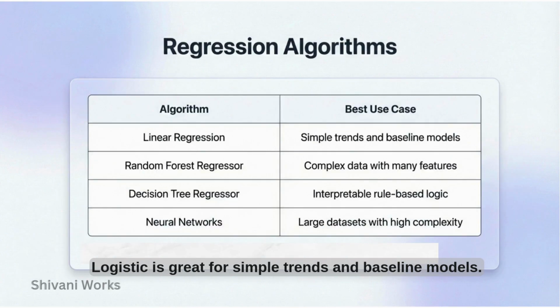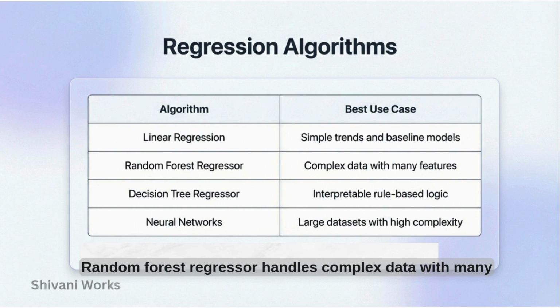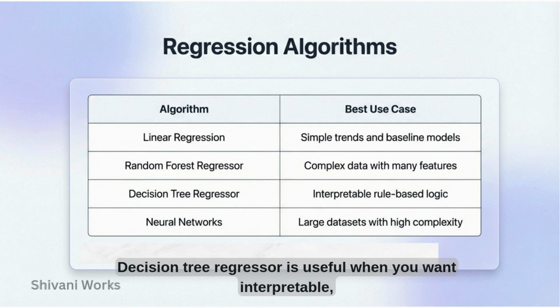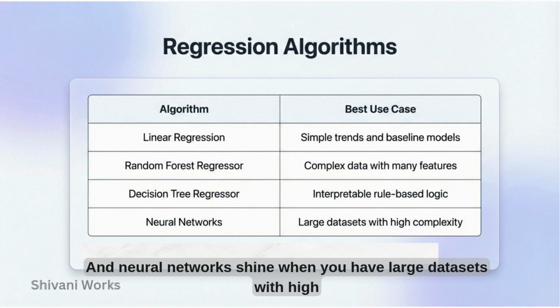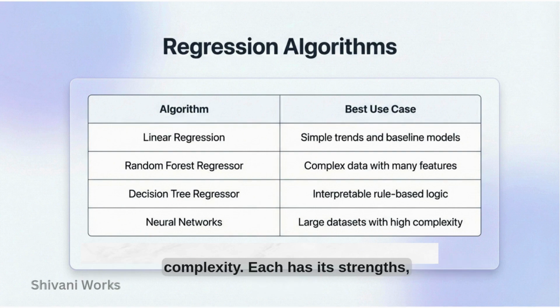Linear regression is great for simple trends and baseline models. Random forest regressor handles complex data with many features. Decision tree regressor is useful when you want interpretable, rule-based logic. And neural networks shine when you have large datasets with high complexity. Each has its strengths, so match the algorithm to your data's needs.